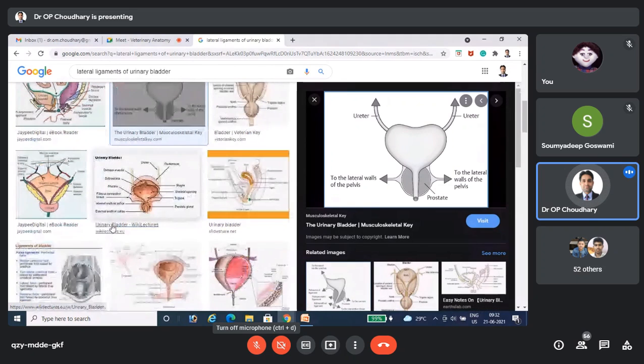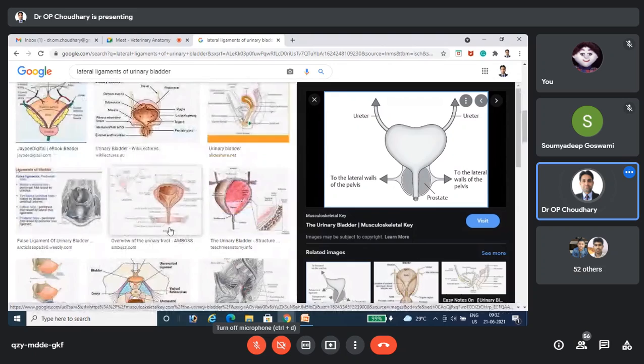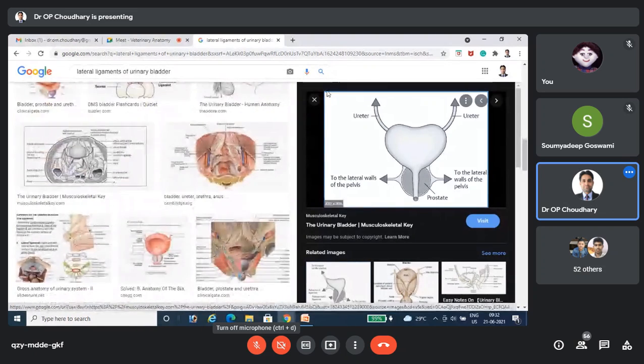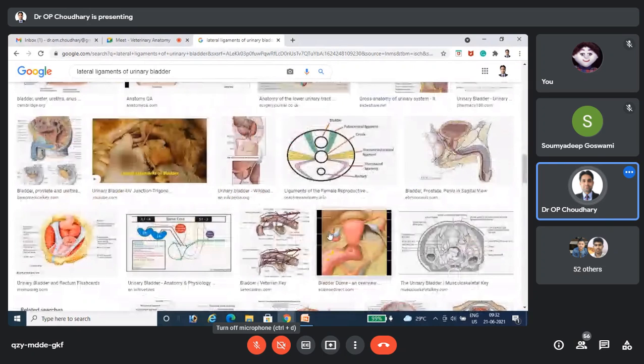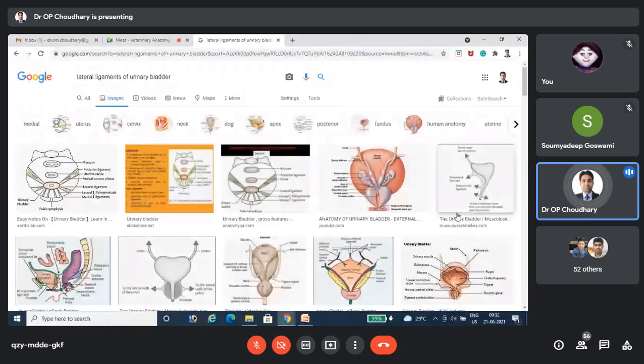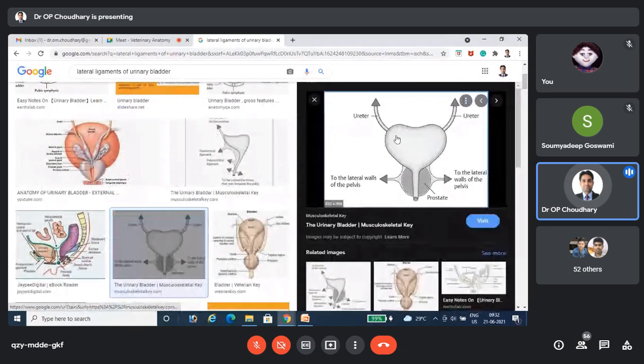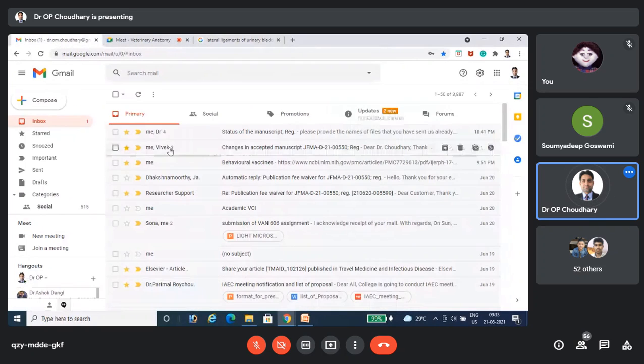I will search some more photographs if there are any. It is hard to find. On either side, you can find some more images on Google. The structure will be like this only. This is the urinary bladder, and these two are the ureters. One ligament will be present at the ventral surface, and two ligaments originate from the lateral aspect of the urinary bladder like this, and they are attached to the lateral wall of the pelvis.